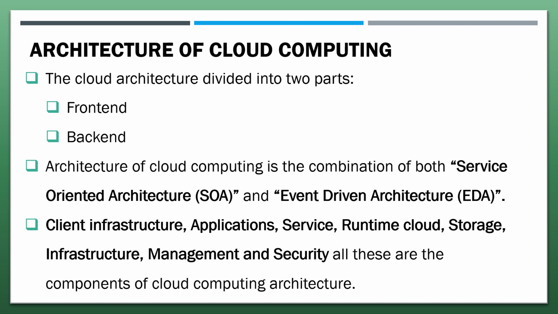Before we begin, let's have a little introduction about the architecture of cloud computing. The cloud architecture is divided into two parts, front-end and back-end. The architecture of cloud computing is a combination of both service-oriented architecture (SOA) and event-driven architecture (EDA), client infrastructure, application, service, runtime cloud, storage, infrastructure, management and security. All these are the components of cloud computing architecture.